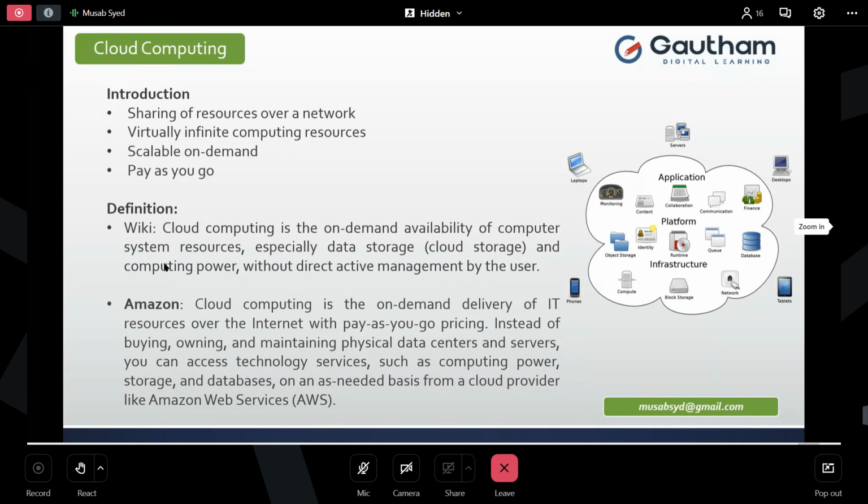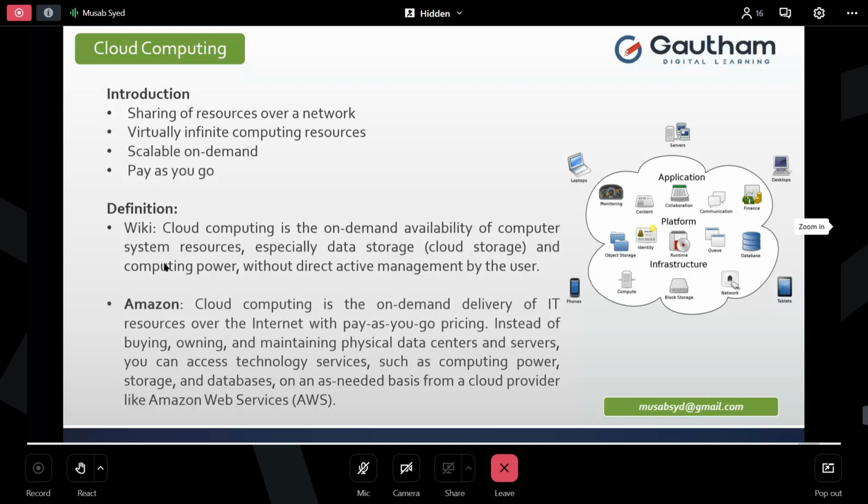Actually, what these cloud providers do is this: cloud computing does not mean that there is something physically on a cloud. The name cloud is given because it is accessible through the internet, and the internet covers the whole world, as you know. These cloud providers run humongous, big, massive data centers.